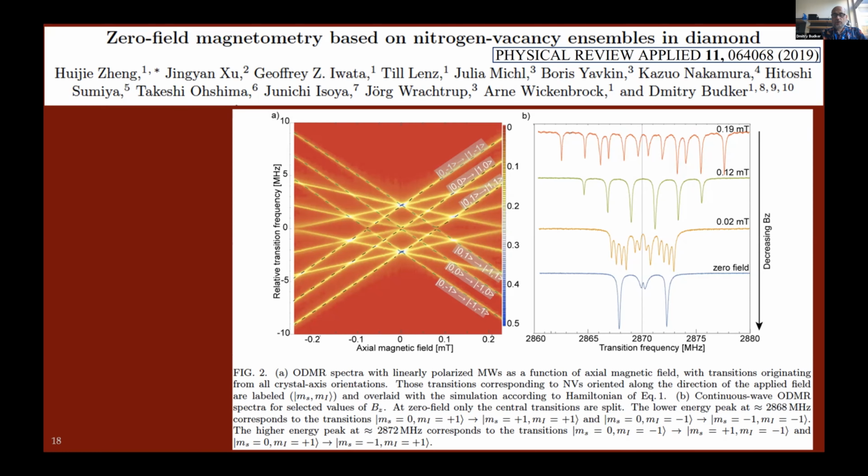Not to mention that there are other effects in crystals. There is, for example, a strain effect that mixes the magnetic sublevels, and for many years there has been a notion that you cannot measure zero fields with nitrogen vacancy centers. But this is not exactly the case.